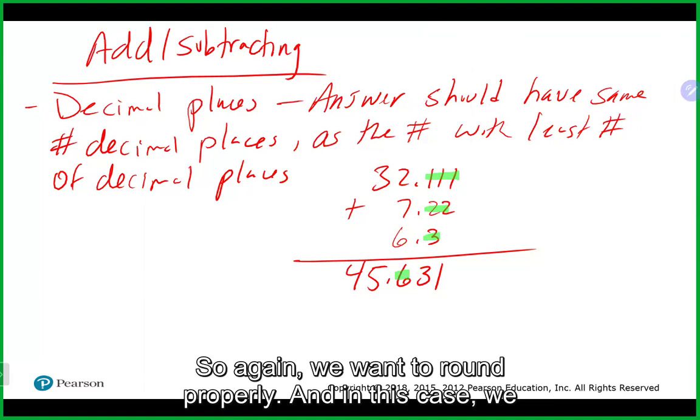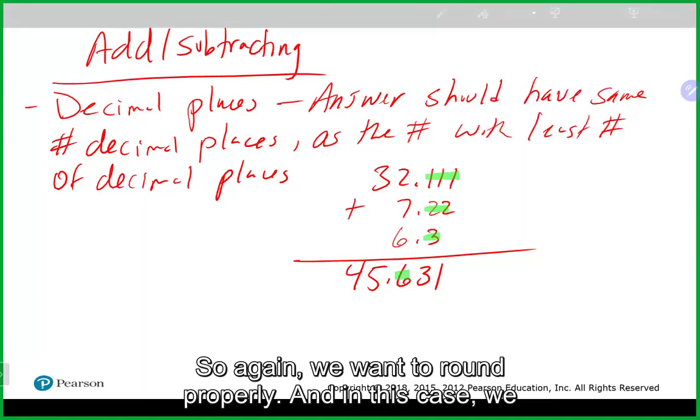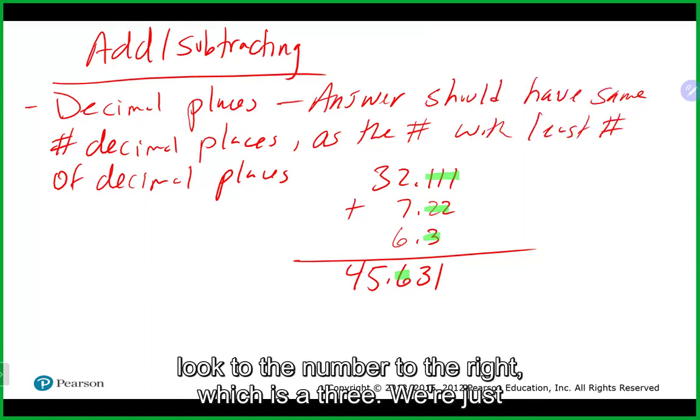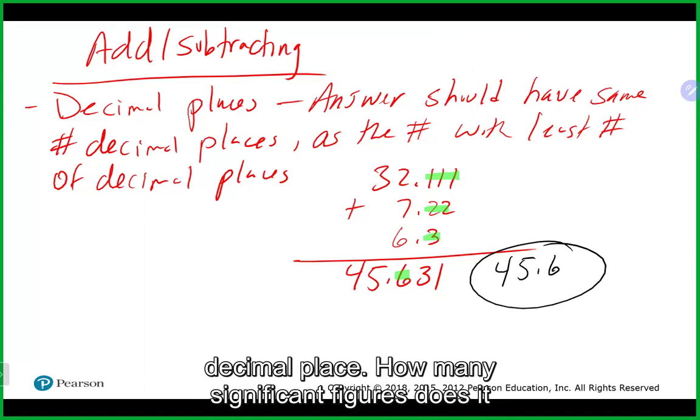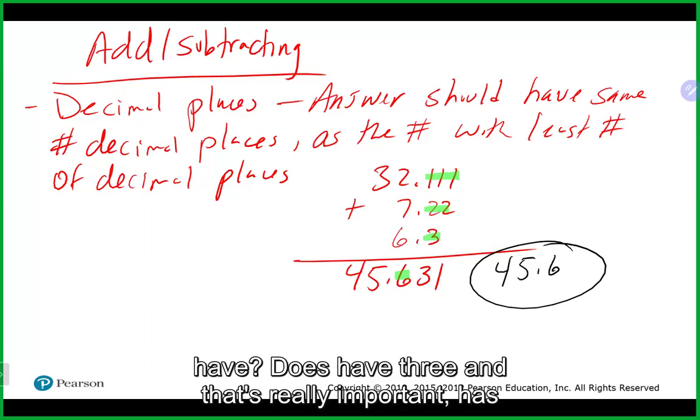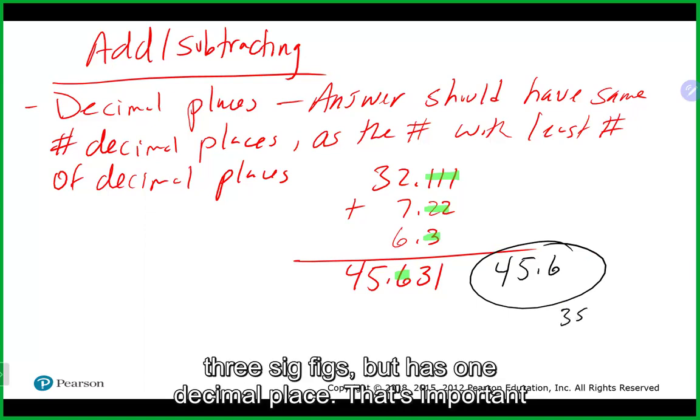So again, we want to round properly. In this case, we look to the number to the right, which is a 3. We're just going to drop it, which gives us 45.6. 45.6 has 1 decimal place. How many significant figures does it have? It does have 3, and that's really important. It has 3 sig figs, but 1 decimal place.